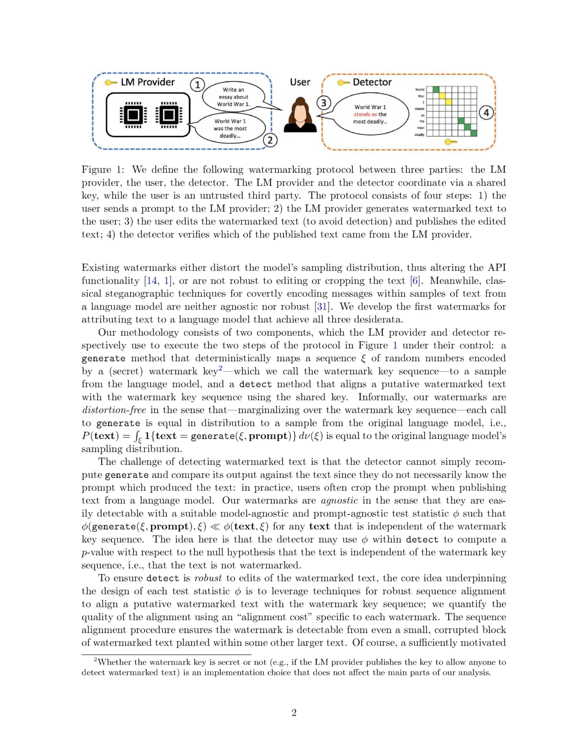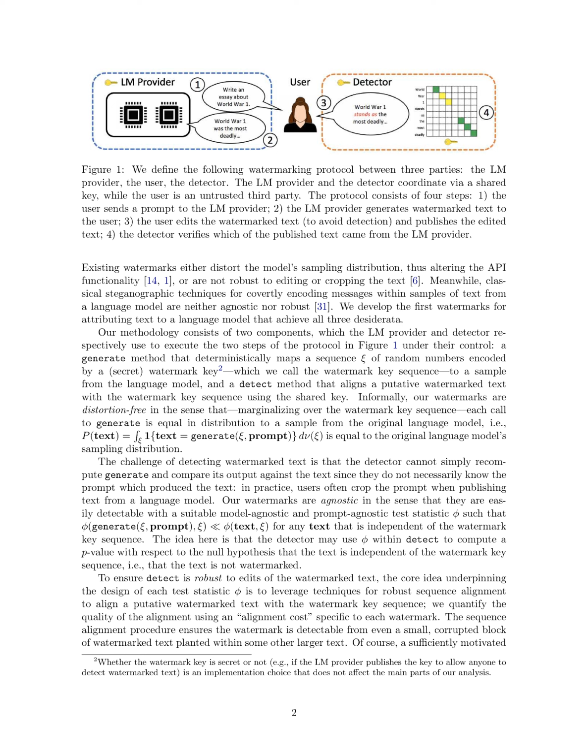A good watermark should meet 3 criteria. It should not distort the original text distribution, it should be detectable without the language model and/or prompt, and it should be robust enough to withstand alterations of the watermark text. Existing watermarks either distort the model's sampling distribution or are not robust to editing or cropping the text. Classical techniques for covertly encoding messages within samples of text from a language model are neither agnostic nor robust. We've developed the first watermarks for attributing text to a language model that meet all 3 criteria.